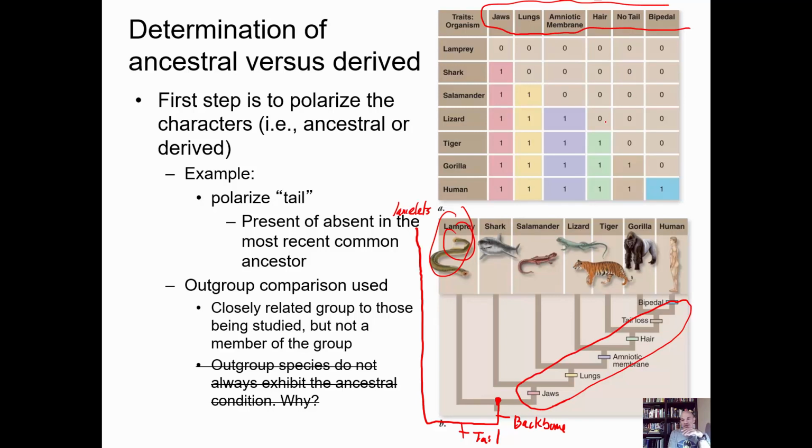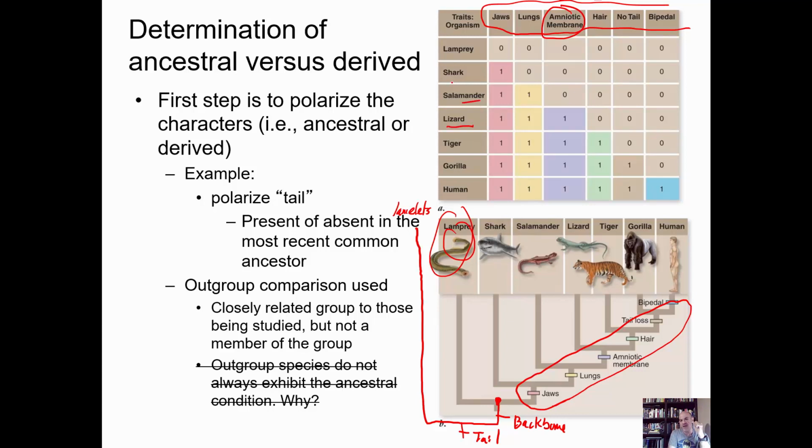And so when you do that, you end up with a data table that looks like this with ones and zeros. Zeros meaning the ancestral form is still present, and then the derived form. So for example, the amniotic membrane, which helps protect the embryo from drying out. Frogs don't have this. This is why frogs need to reproduce in the water. The eggs need to be there. But then the amniotic membrane evolved. That's derived. So we don't see that until we see lizards.